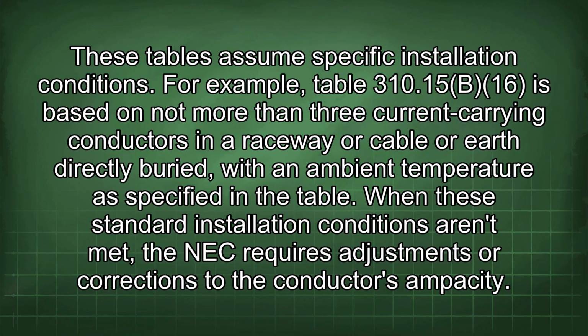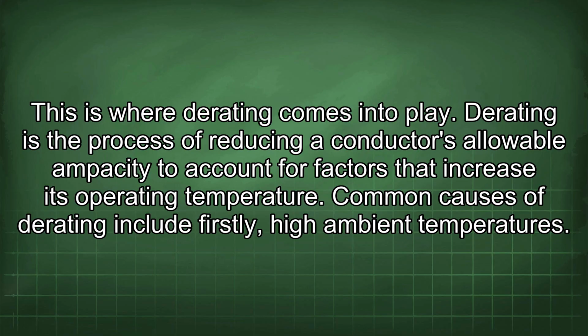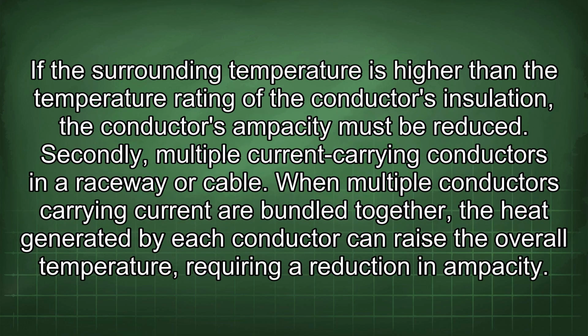When these standard installation conditions aren't met, the NEC requires adjustments or corrections to the conductor's ampacity. This is where derating comes into play. Derating is the process of reducing a conductor's allowable ampacity to account for factors that increase its operating temperature. Common causes of derating include, firstly, high ambient temperatures. If the surrounding temperature is higher than the temperature rating of the conductor's insulation, the conductor's ampacity must be reduced.